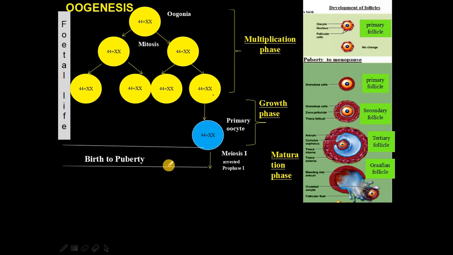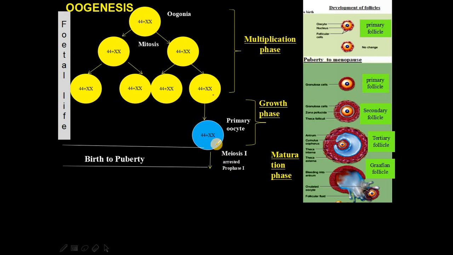That's the reason oogenesis is called a discontinuous process. That is, it takes place during the fetal life, and then there is a gap from birth to puberty, and again it resumes during puberty. I hope this is clear.